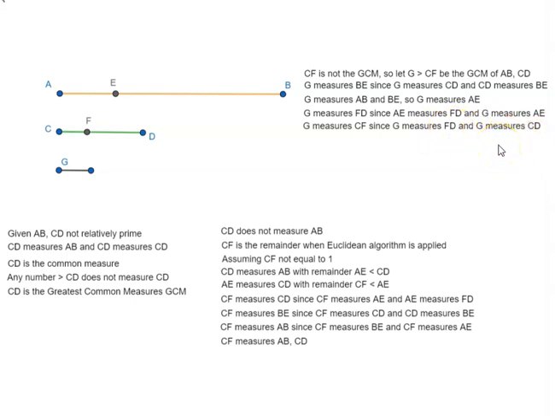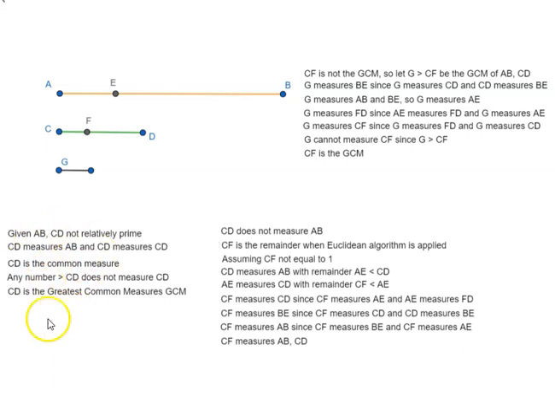This is where the contradiction arises. G cannot measure CF since G is greater than CF. Since we have reached a contradiction, our assumption was wrong, and we can say that CF is the greatest common measure. So that was proposition number 2 of book 7.